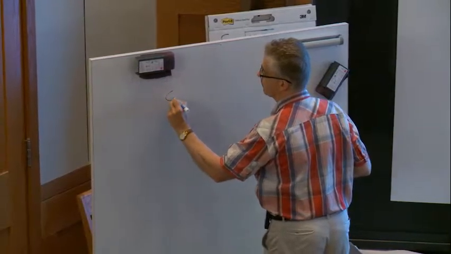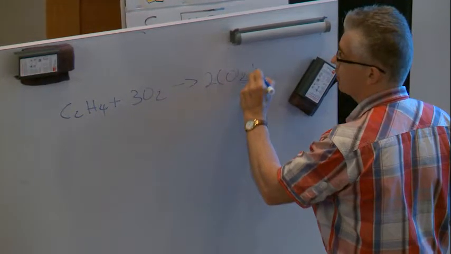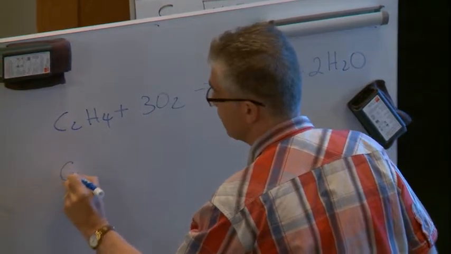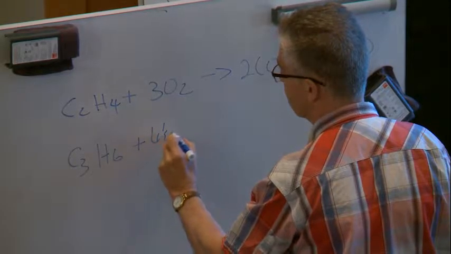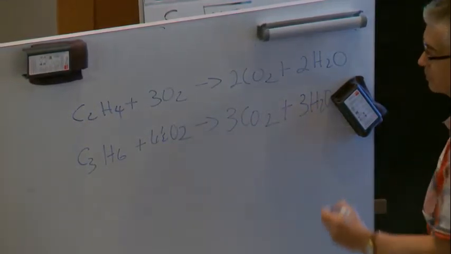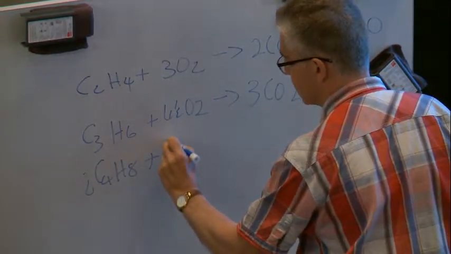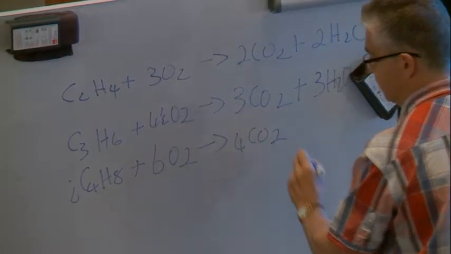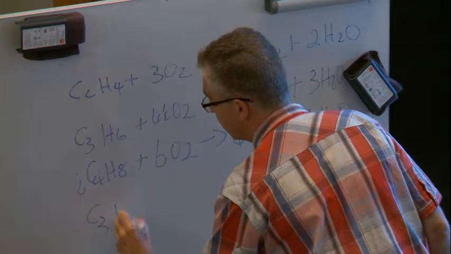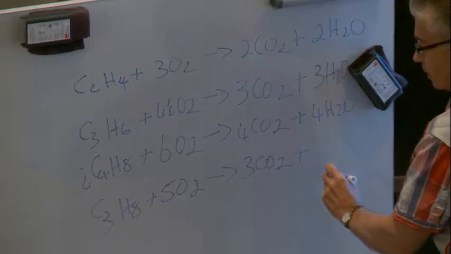if we take ethylene, we have C2H4 plus 3O2 gives 2CO2 plus 2H2O. I think that's balanced. And then we have C3H6 plus 4.5O2 gives 3CO2 plus 3H2O. And then we have C4H8 plus 6O2 gives 4CO2 plus 4H2O. And finally, we have C3H8 plus 5O2 gives 3CO2 plus 4H2O.